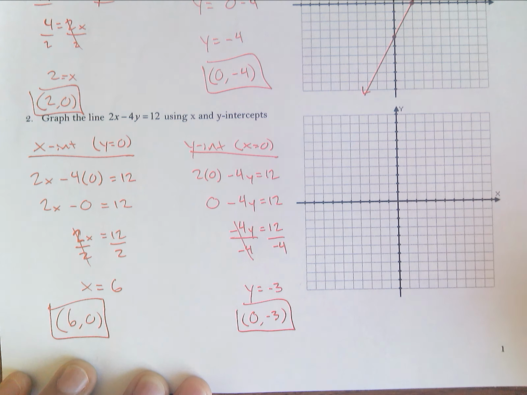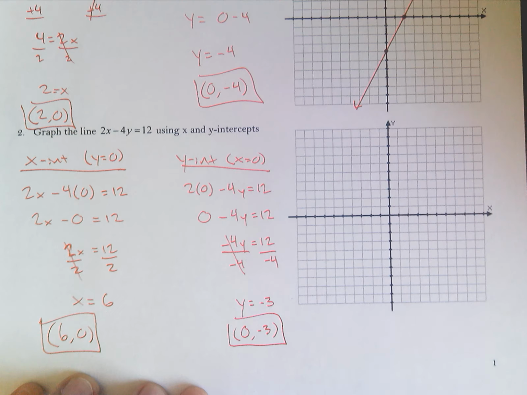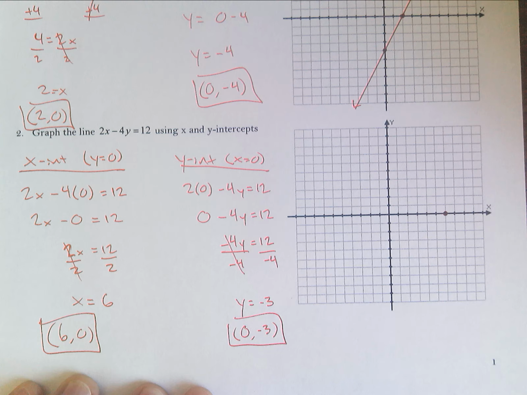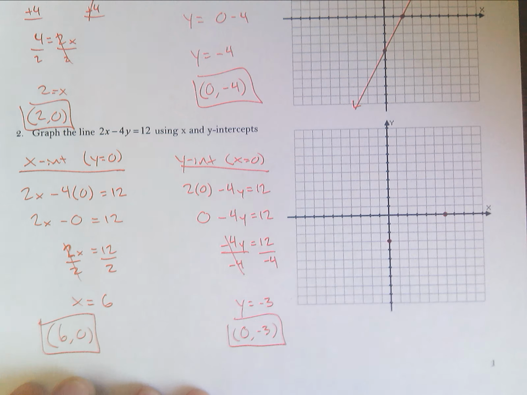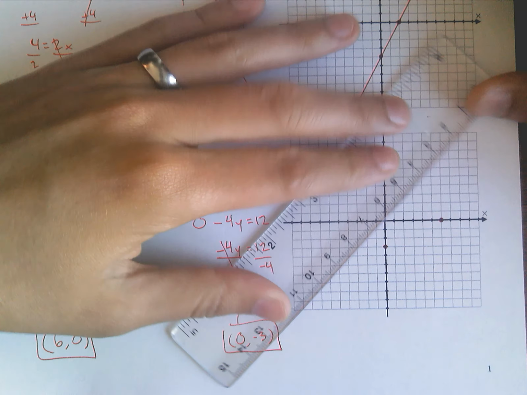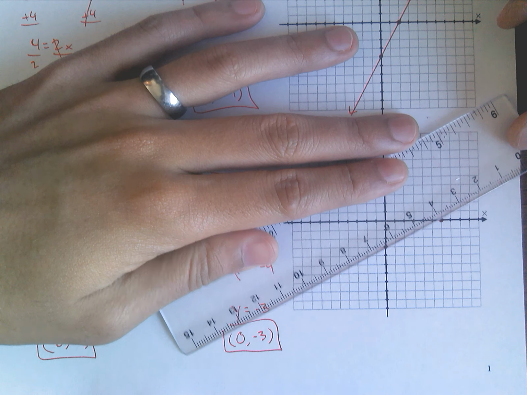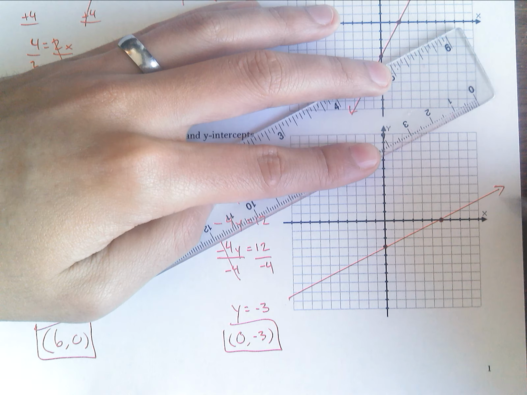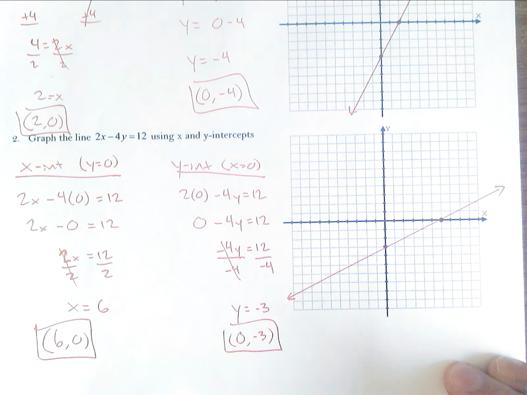All right. So we're going to go ahead and plot each of these points. (6, 0) is our x-intercept, so we're going to count right 6. And then our y-intercept is negative 3, so we're going to count down 3. And we're going to connect our dots. That gives us our line, and we get this line here.